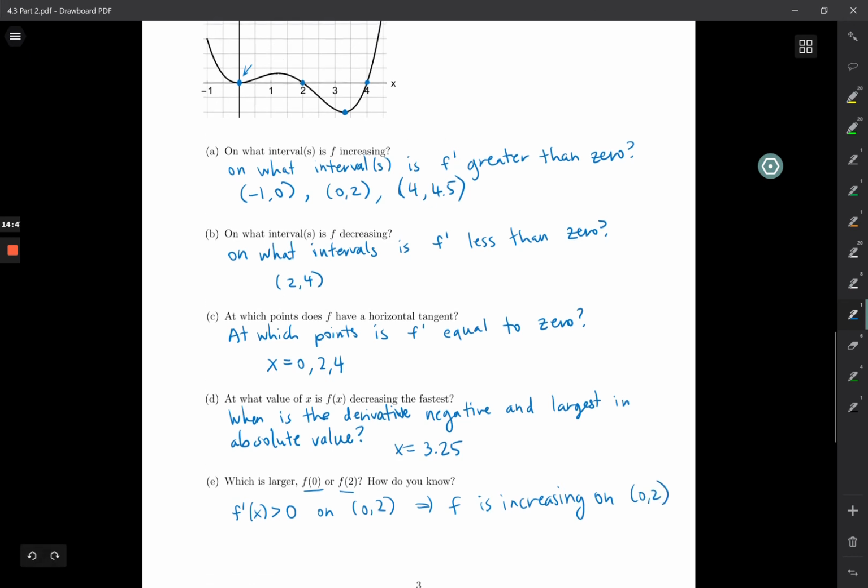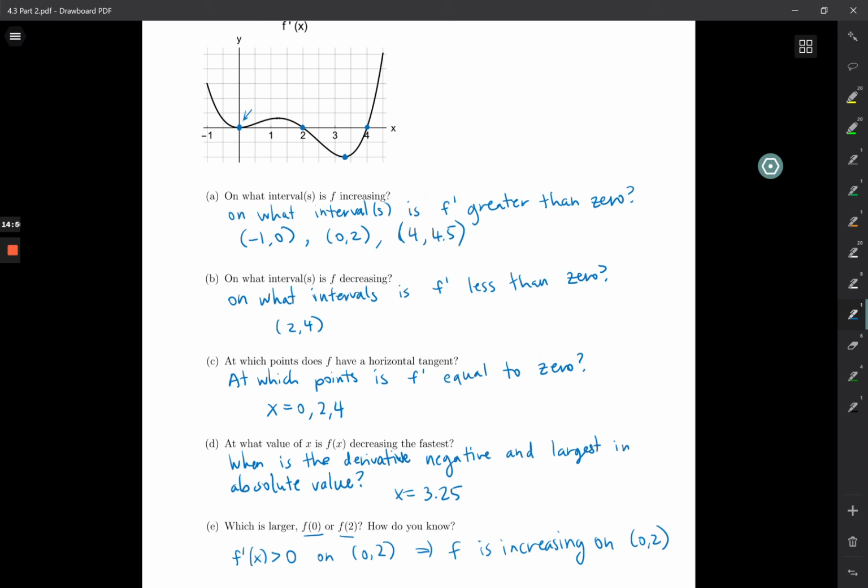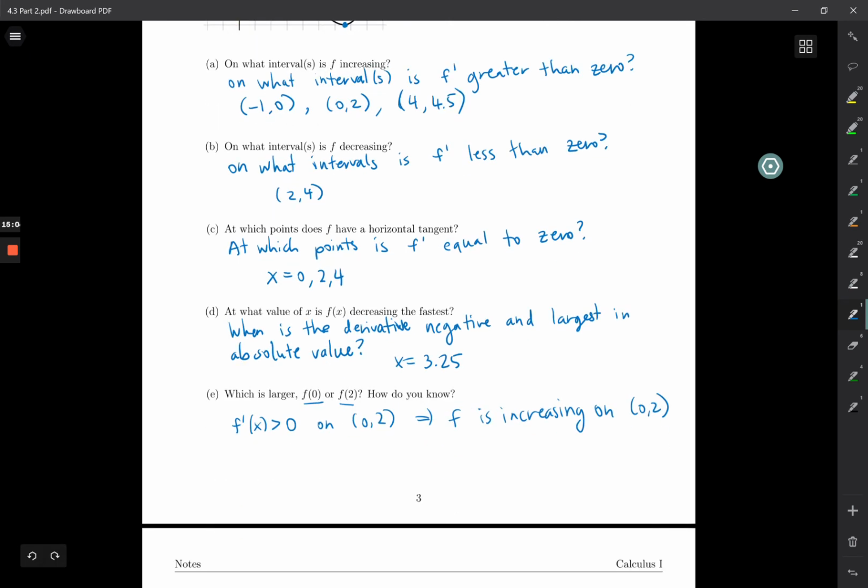And so even though we don't know what value f started at 0, we do know that it was increasing all the way between 0 and 2. And so we can conclude that f of 2 is larger, right? Just because we know that f was increasing that whole time. So f of 2 is larger.